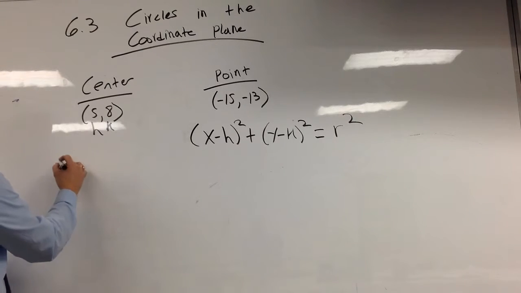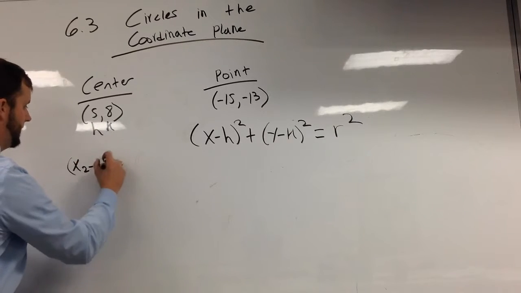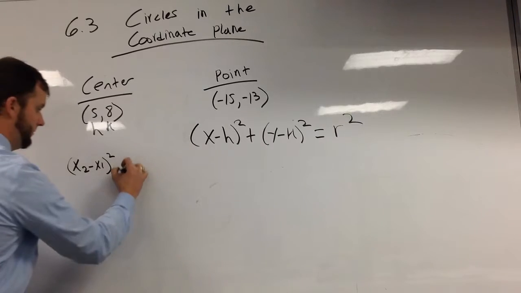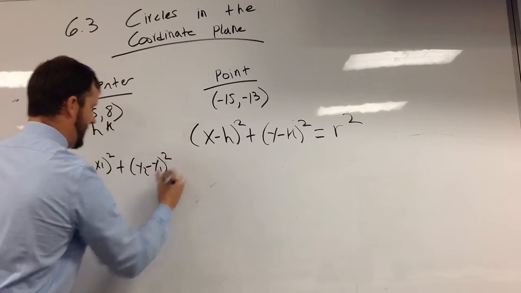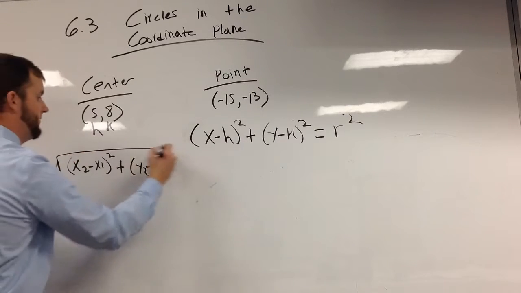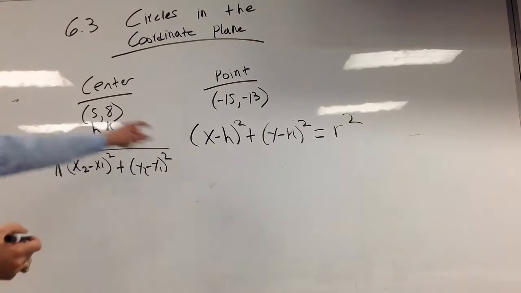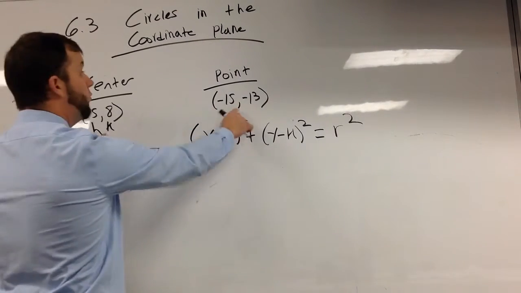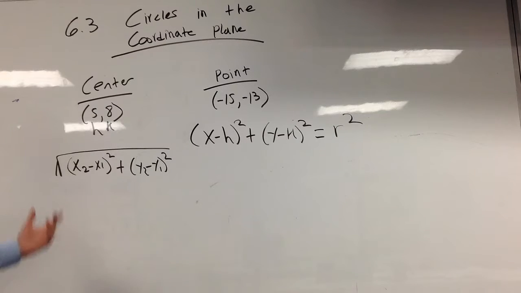So we all know the distance formula as x2 minus x1, I'm going to square that, plus y2 minus y1 squared, and then I'm going to take the square root of that whole thing, and that's going to give me the distance from the center to the edge of my circle, which is also my radius, correct? Okay? So let's go ahead and plug everything in.